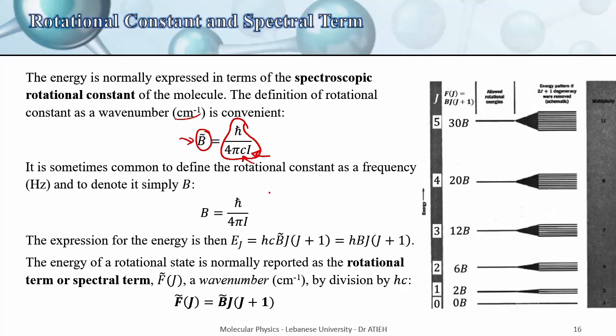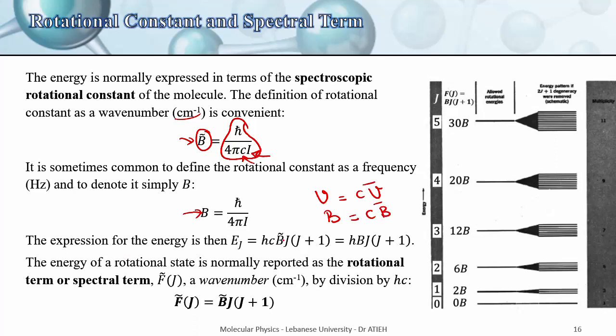Sometimes the rotational constant is defined as a frequency instead of a wave number. So it's written B equals h bar over 4 pi I. We have already seen that nu equals c nu bar. So for sure B will be equal to c B bar.